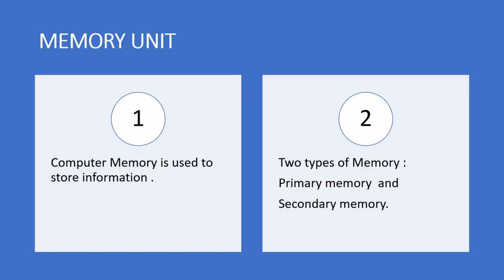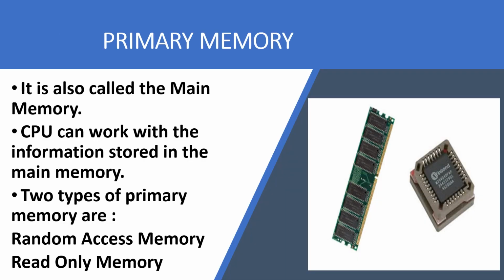Memory unit. Computer memory is used to store information. Two types of memory: primary memory and secondary memory. Primary memory is also called the main memory. CPU can work with the information stored in the main memory. Two types of primary memory are random access memory and read-only memory.